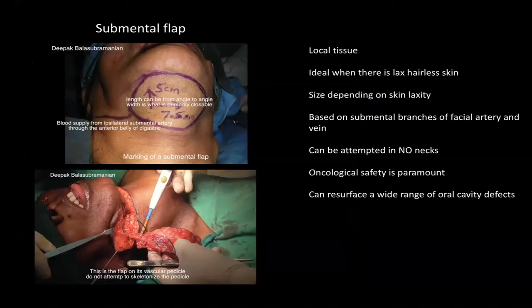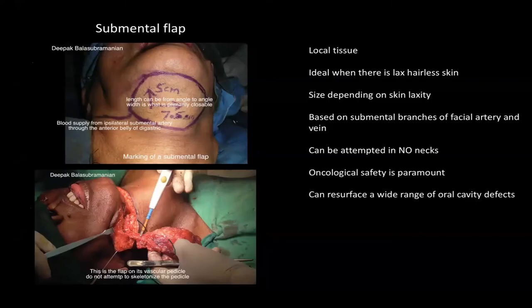Now, the submental artery and its vein traverse the upper neck between the mandible and the submandibular gland. They course anteriorly towards the digastric muscle. They pierce the anterior belly of digastric muscle and supply perforators to the skin. Now, you have to be very careful that when you raise this flap, the anterior belly of digastric has to be incorporated into this flap. Otherwise, the skin perfusion is lost.